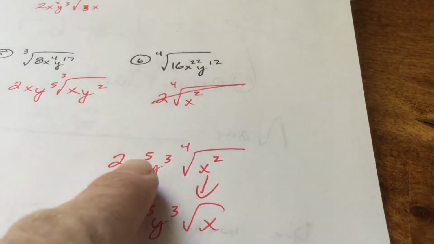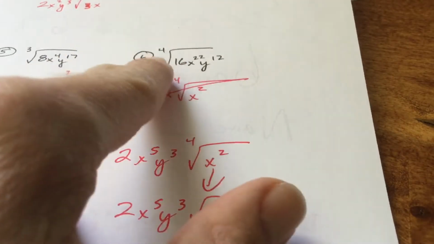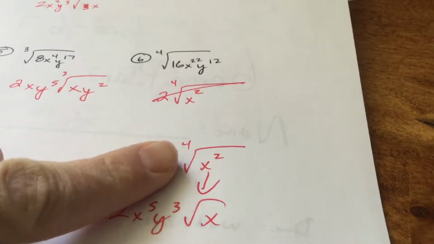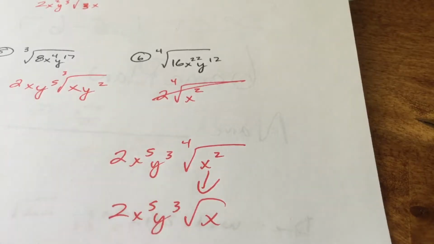2 goes into 22 5 times with 2 left over. 4 goes into 22. 4 goes into 12 3 times exactly. Now, that's what's left over, guys. x to the 2/4 is the same thing as x to the 1/2, so you can write it like that.